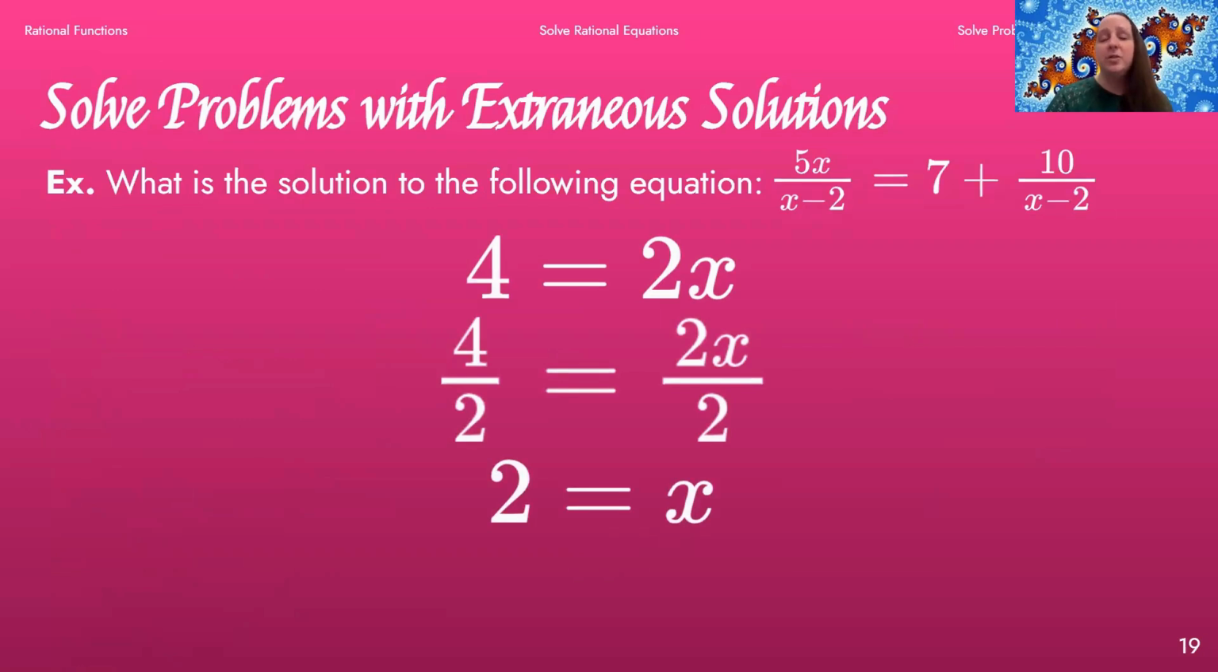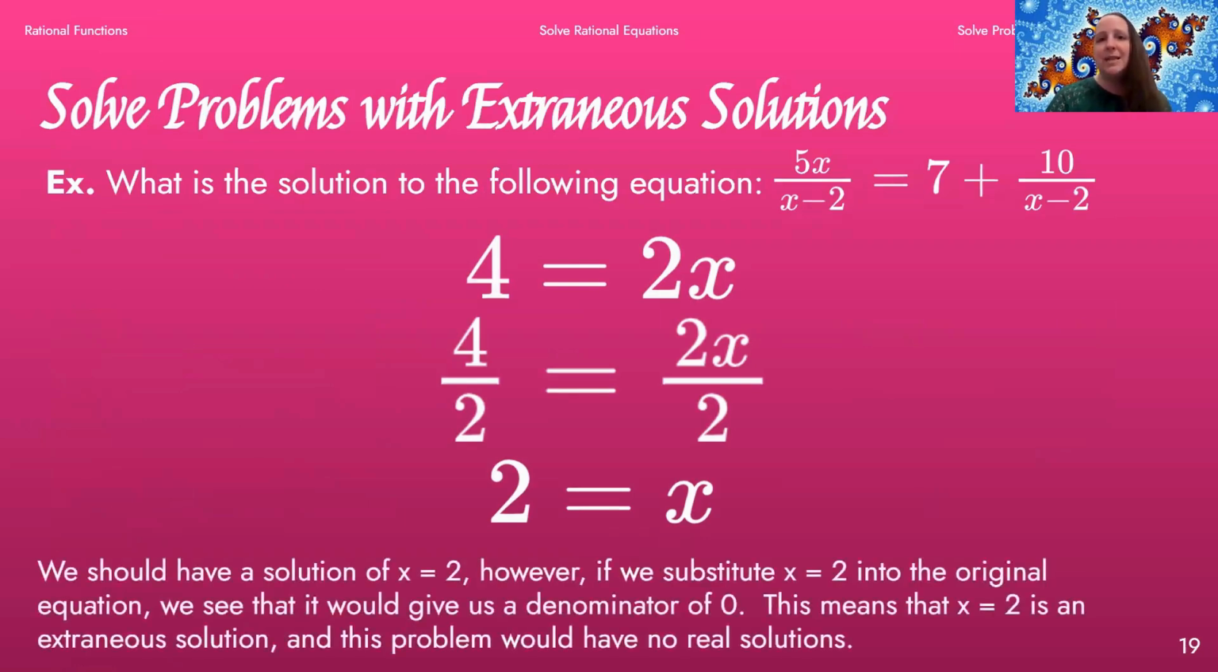I'm going to then substitute that value back into my original equation. If I look at my first fraction, 5x over x minus 2, if I substitute 2 in there, I get 0 in my denominator. That means that this is an extraneous solution. So that means that this equation has no solutions. There's not a solution that will work that will give me the same equation on both sides, equal on both sides.